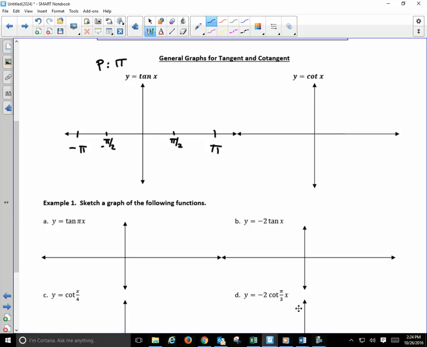I don't mark the amplitude at all. Okay. And then here's something important that I do.